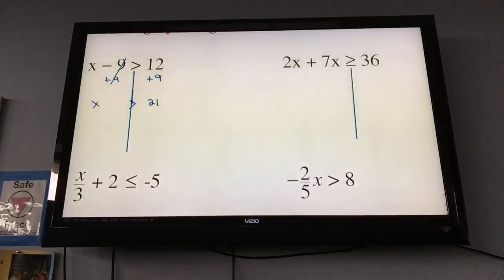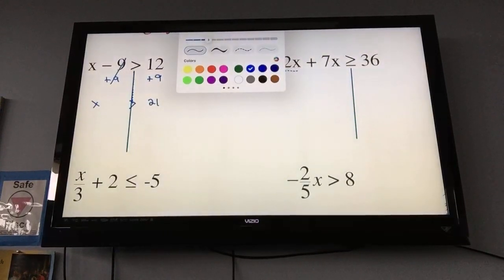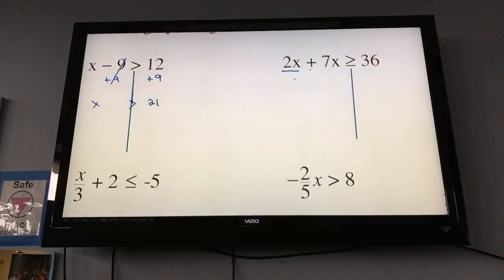Okay, next example. There's no fractions or parentheses. I do have 2 terms that have X's, so I'm gonna combine those together.